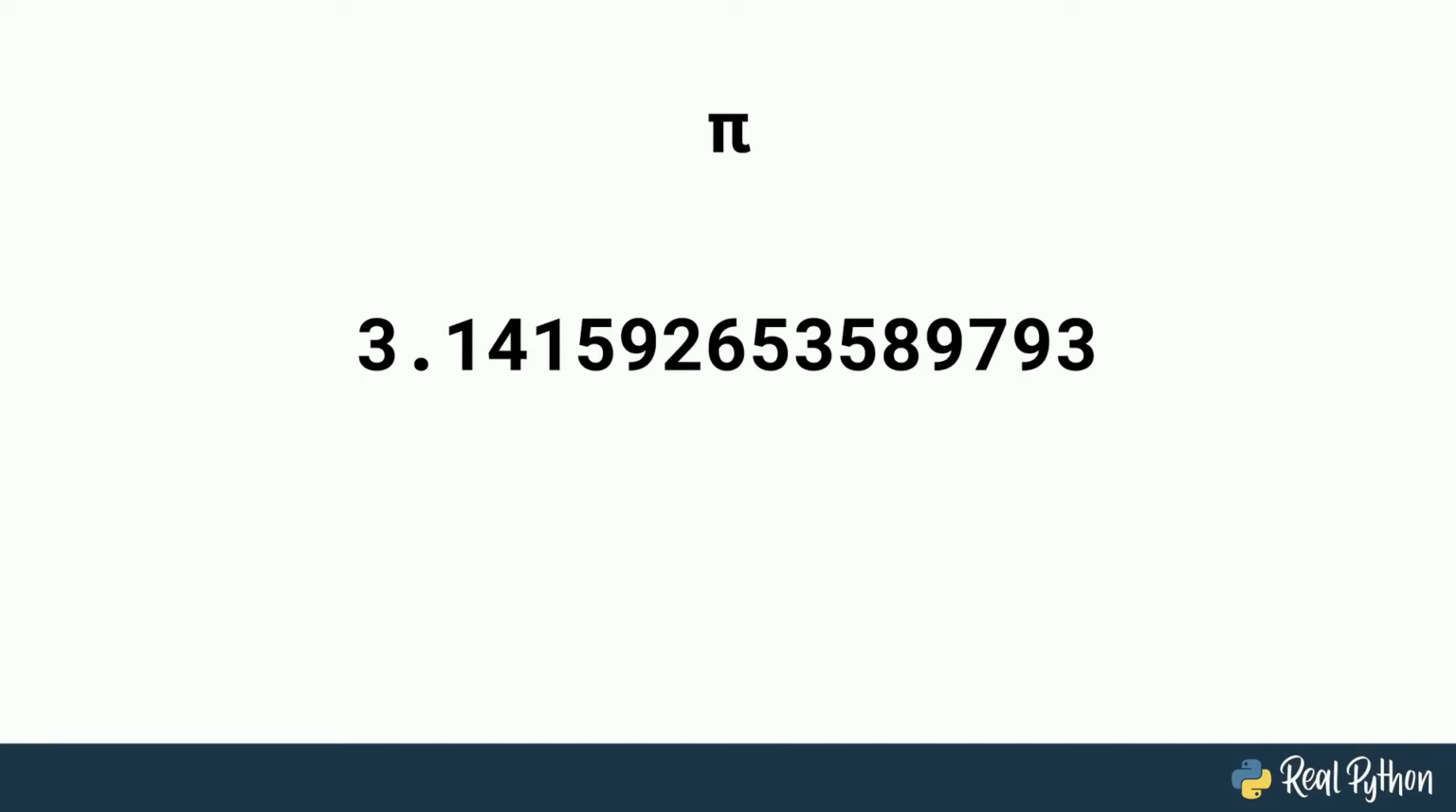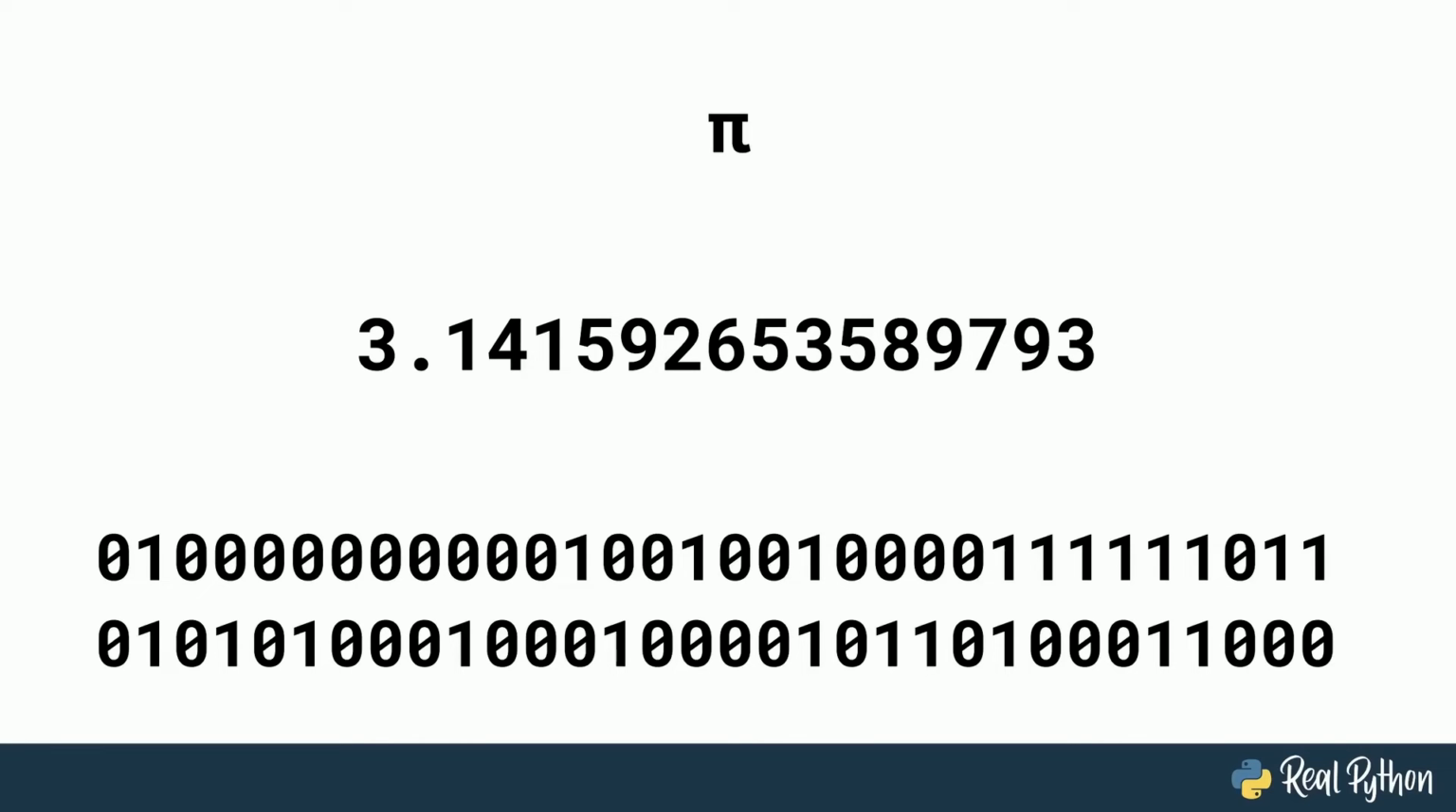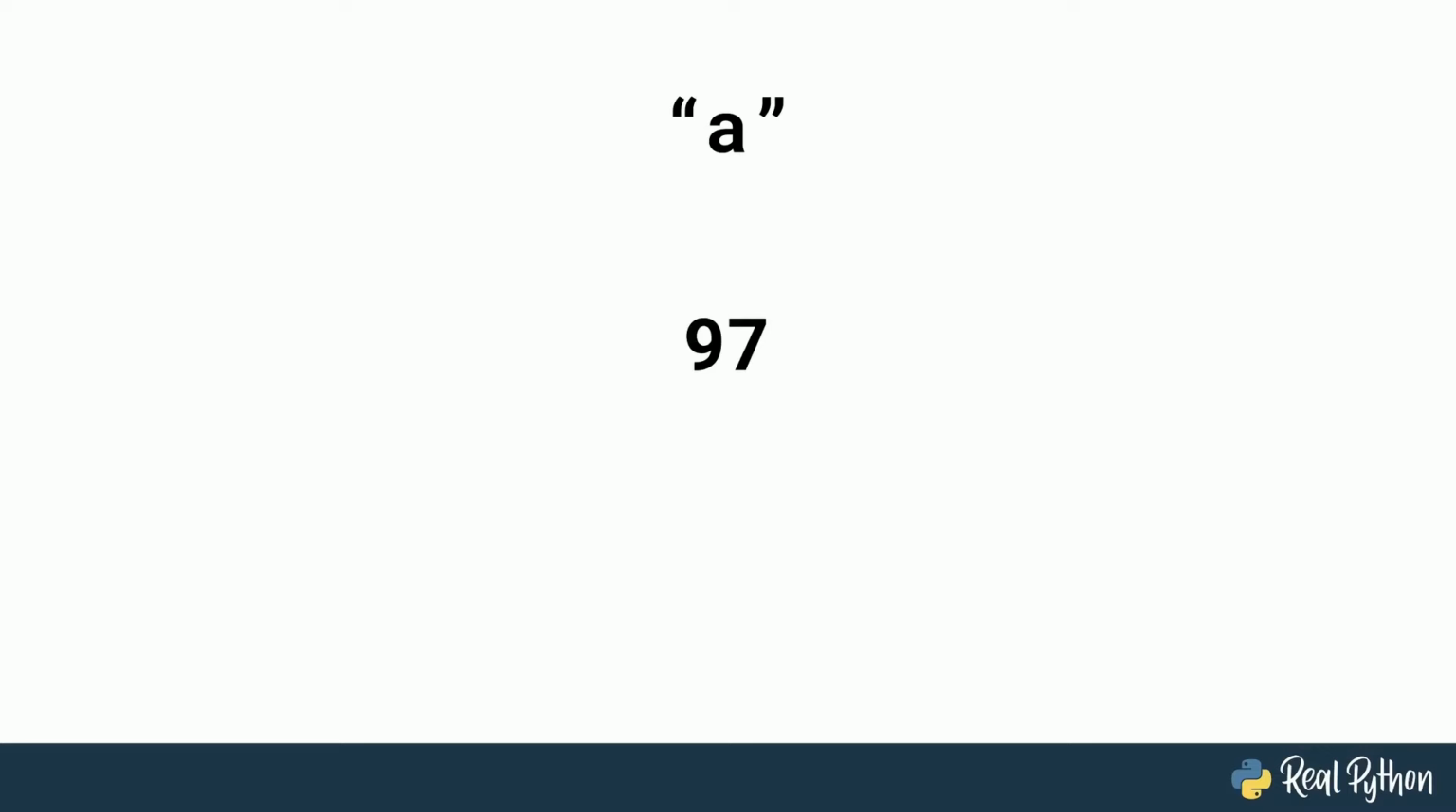Pi gets approximated by a 16-digit floating point number, which is represented by the following binary code. This code is actually comprised of 3 numbers: a sign indicator, an exponent value, and a fractional decimal value. The letter A is ASCII 97 in decimal, which in the CPU is represented by this binary value.